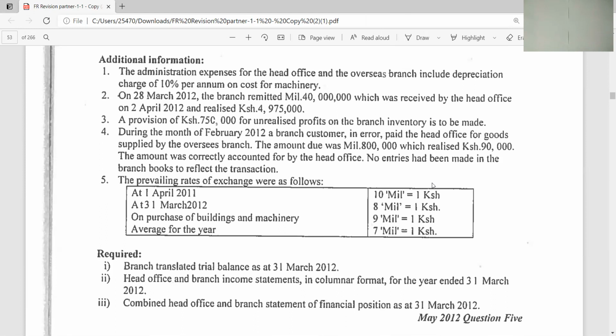Additional information: administration expenses for the head office and the overseas branch include a depreciation charge of 10% per annum on cost for machinery. On 28 March 2012, the branch remitted 40 million Miri, which was received by the head office on 2nd April 2012 and realized 4.9 million Kenyan shillings.